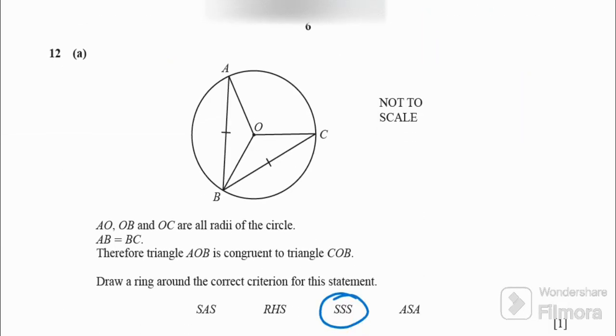Question 12 states AO, OB and OC are all radii of the circle. AB is equal to BC. Therefore, triangle AOB is congruent to triangle COB. Draw a ring around the criterion of the statement. So the criterion of the statement is SSS. So this is what we will do.